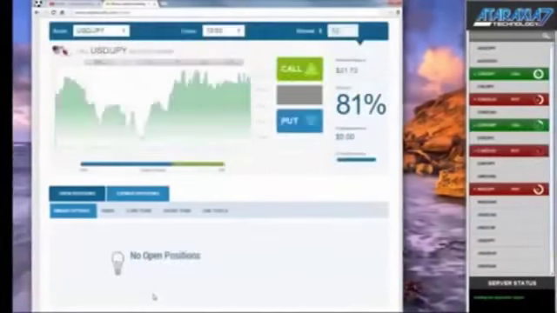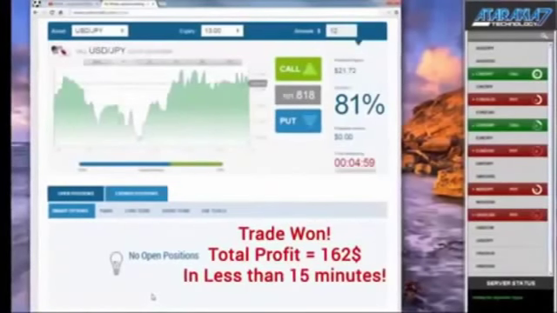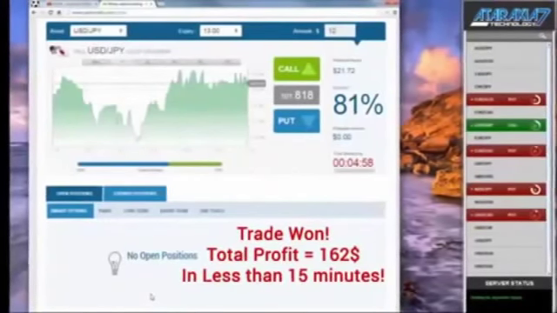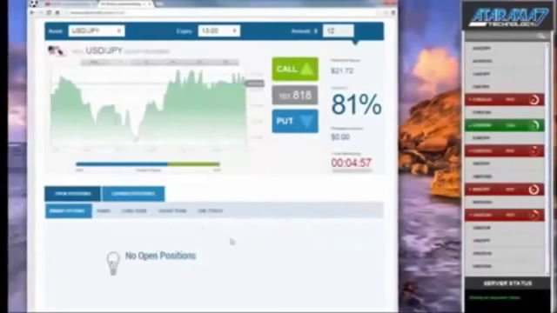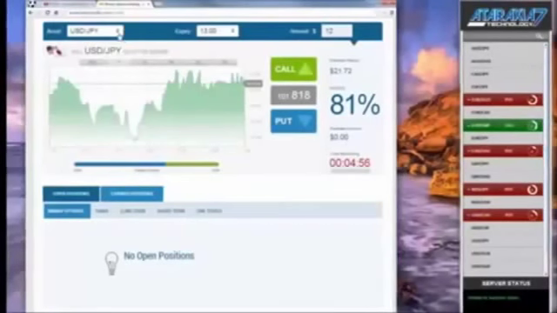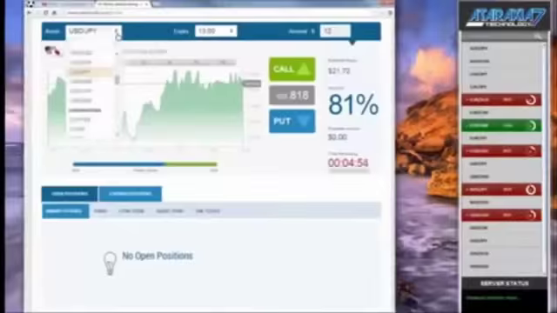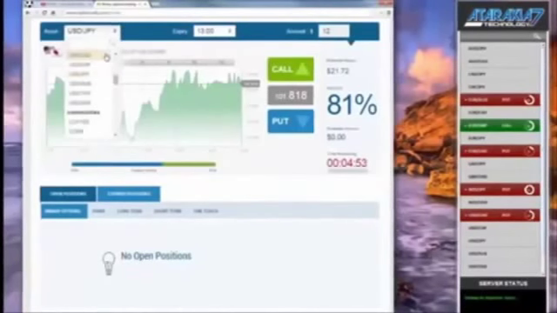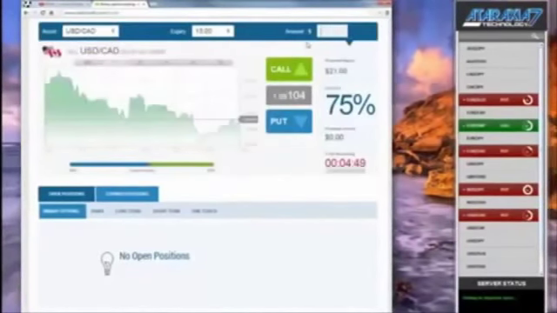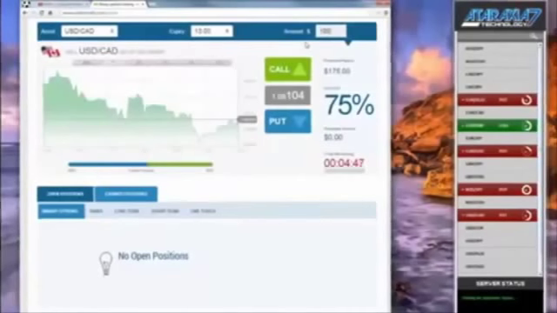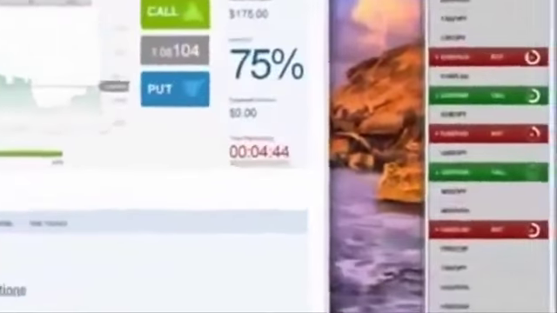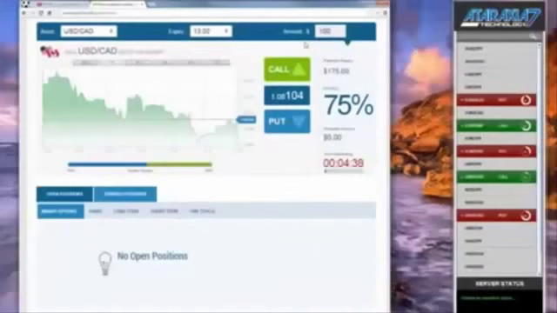And again, like clockwork, in the money. So that's $162 in less than 15 minutes from starting the software. Just from boot, 15 minutes, $162 in my pocket. Now let's go ahead and move along. Let's pick another one. Let's do the US Canadian dollar. Let's take it $100 and let's see what happens.